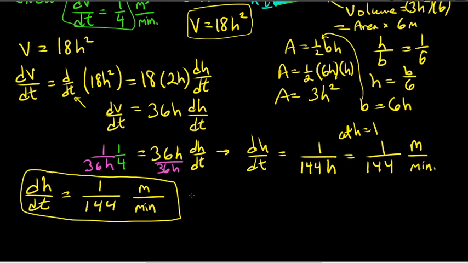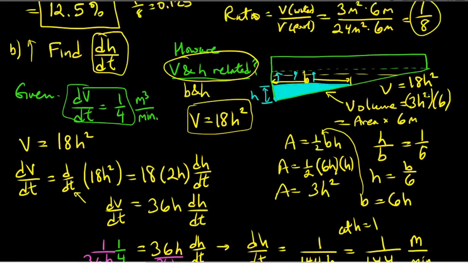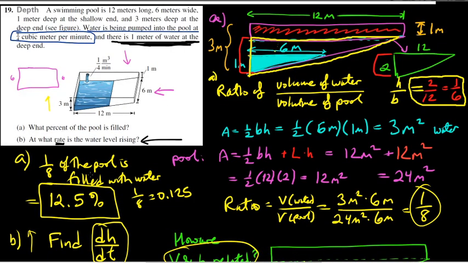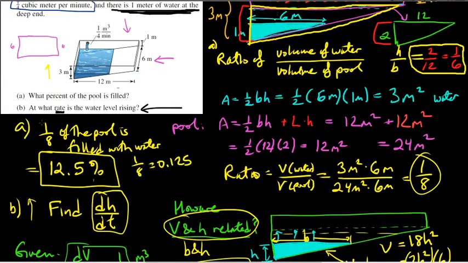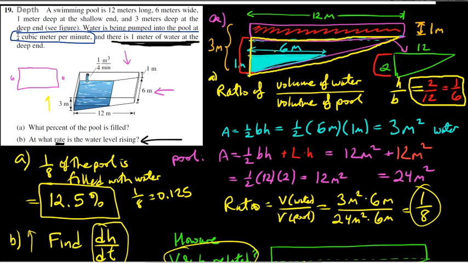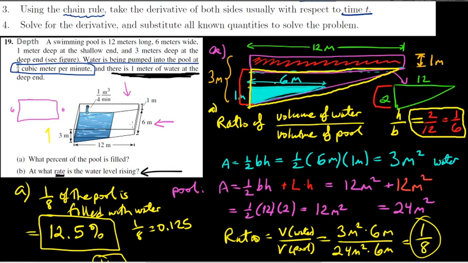So that should do it for part B. Remember, part A was just what's the percent, and that's the 12.5%. And at what rate is the water level rising? 1 over 144 meters per minute. Okay, so I hope that helps. Again, it's a very good problem, but it's a lot of geometry here. It's a lot of triangles, and when you consider the volume, it would be like a wedge. It's a wedge-shaped object here.